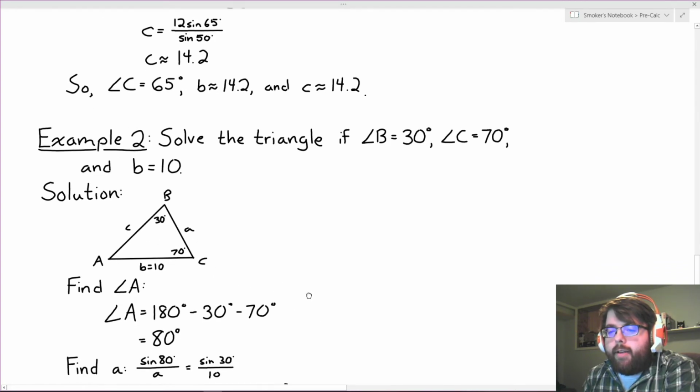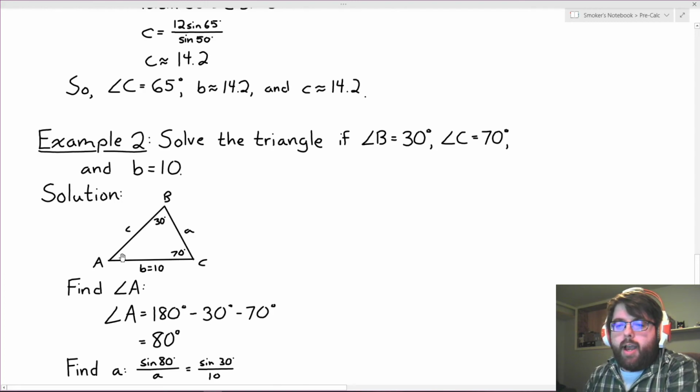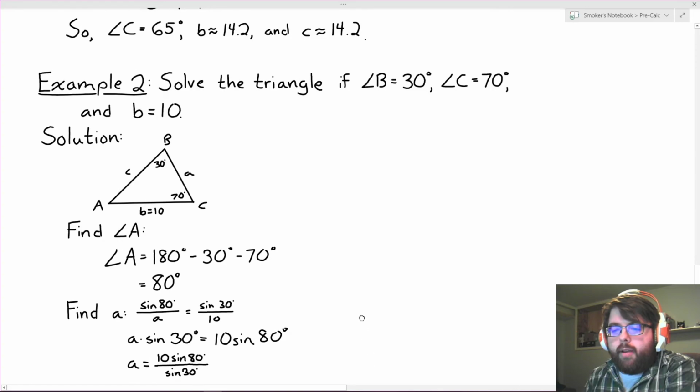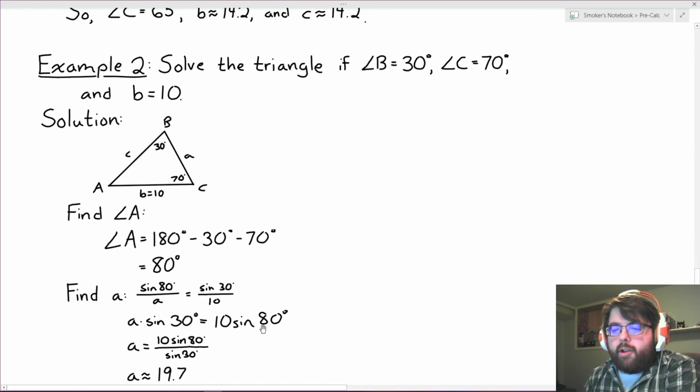Find side A. So sine of the 80 degrees that we just found, we can use that. It's exact. Over our unknown is equal to sine of 30 over 10. Cross multiply, divide by sine of 30. Put that in your calculator for 19.7. So we have one more side to find.